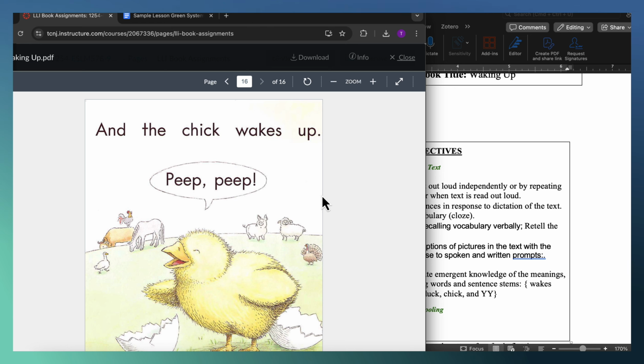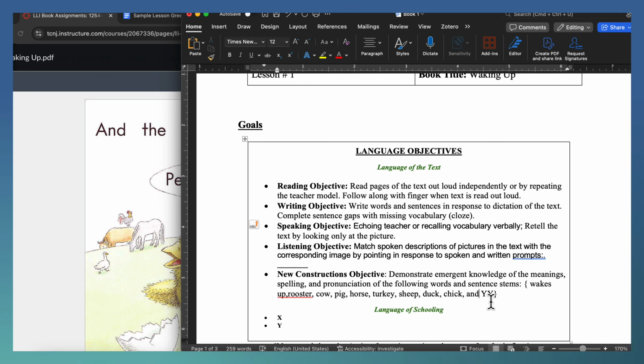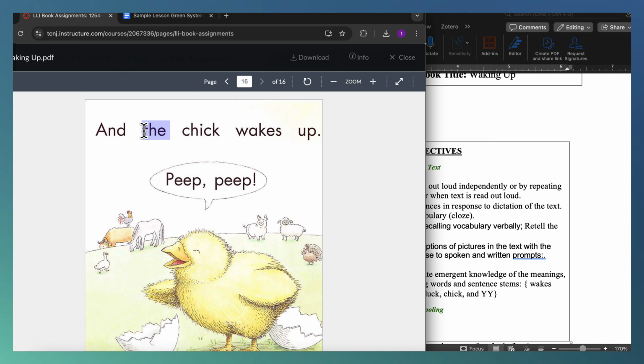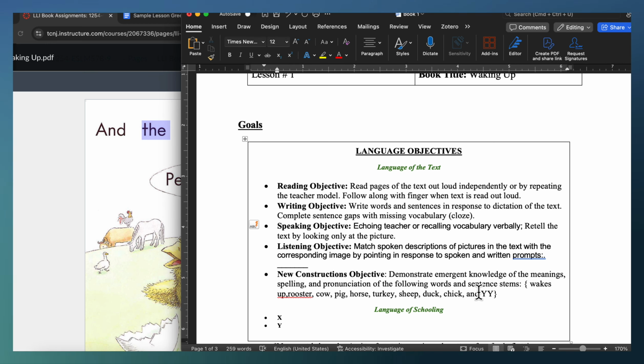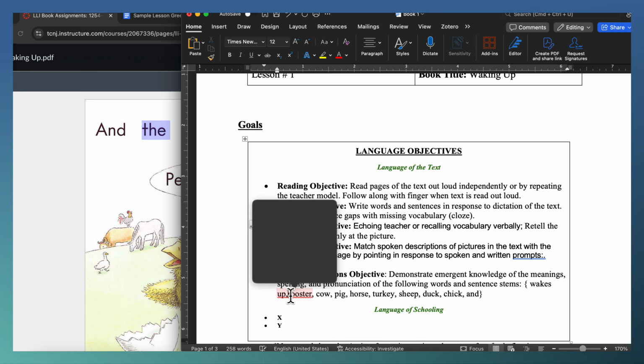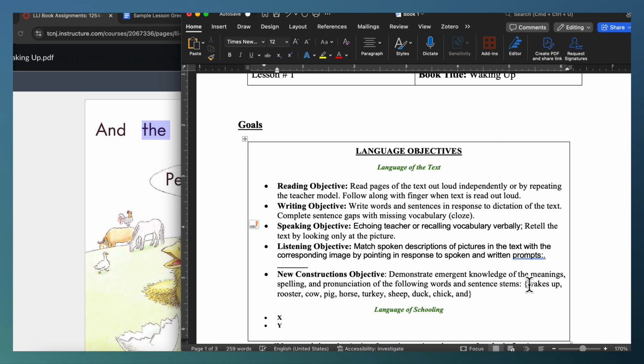And I know that there's this word the. We see the word the there. That's a grammatical feature, and at the moment I want to help kids get an orientation to content words primarily. And is much more useful in a discourse situation. So I'll include it, but it's not going to be a driving priority of mine. I would rather that everybody knows how to show their understanding of and even remember how to say something like wakes up, rooster, cow, pig, horse, turkey.